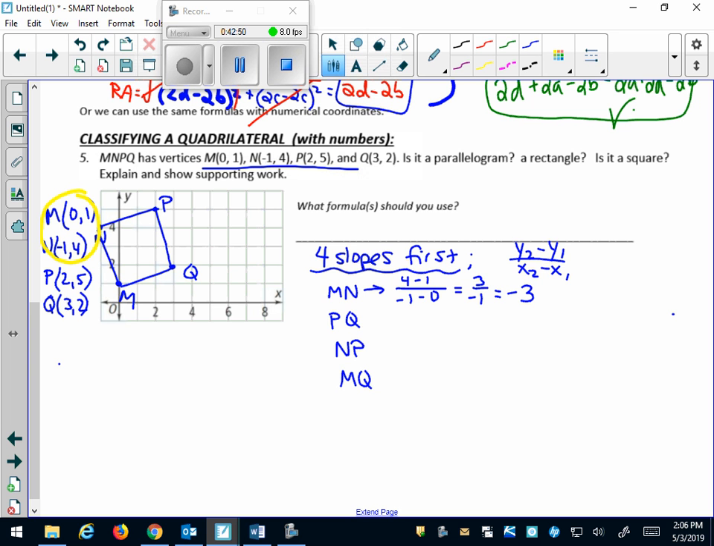Let's do PQ. Again, we're just doing the slope formula. Try to do it on your own instead of just copying what I'm writing. Think about it. PQ. We're using these 2 now. Subtract the y's. 5 minus 2 over 2 minus 3. 5 minus 2 is 3. 2 minus 3 is negative 1. What's the slope? Did we expect that? They're the same, so therefore equal slopes, so parallel.